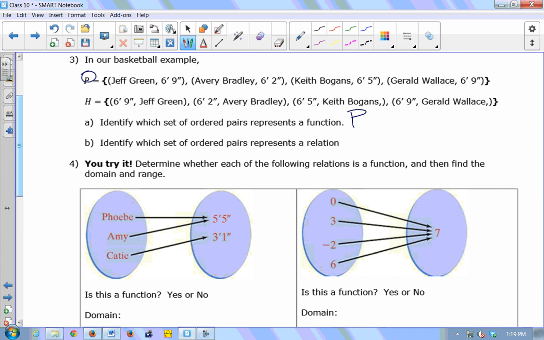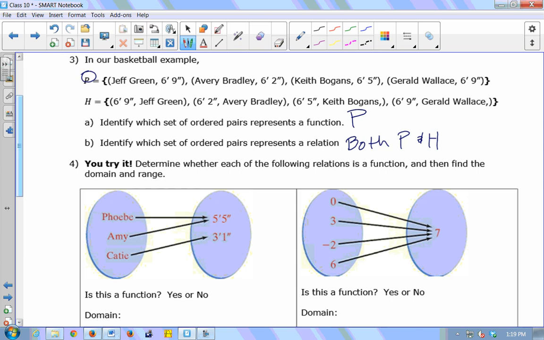Close. Yeah, it's a little bit of a trick question. They're both relations. Right. Any set of ordered pairs is a relation. A function is a special kind of relation where each input corresponds to exactly one output.